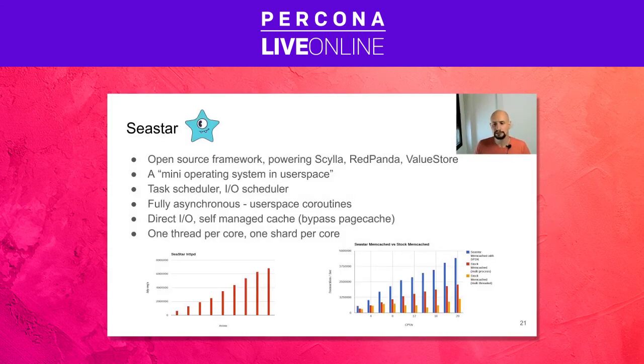So Seastar is a framework on top of which Scylla is built. It's an open source framework that's powering the Scylla database that I'm talking about, but also other projects like Red Panda, which is a Kafka clone, and ValueStore, which is a Memcache clone. And it's basically a mini operating system in user space. I'll talk about that in a bit.